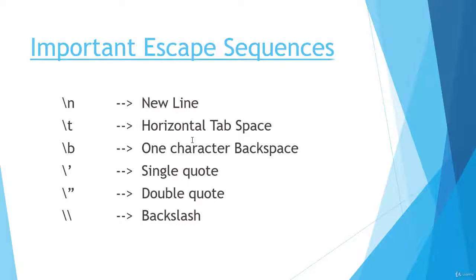Next one is the single quote. If you want to print a single quote in the string, you use the backslash and then write the single quote, and this will print a single quote on the screen. Moving to our next, I have the double quote. If I want to print a double quote on the screen, I first type the backslash and then the double quote. This will print a double quote on the screen. And at the end we have the backslash. If I want to print a backslash, then I add two backslashes. That means I print the backslash on the screen.